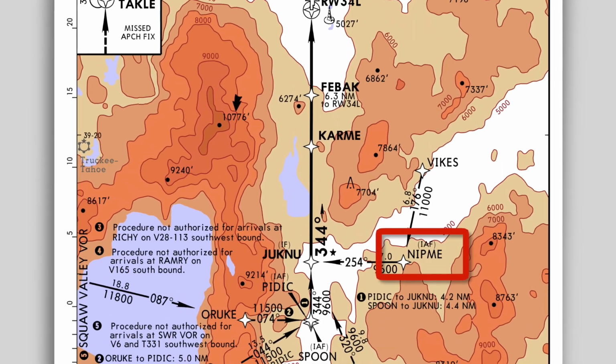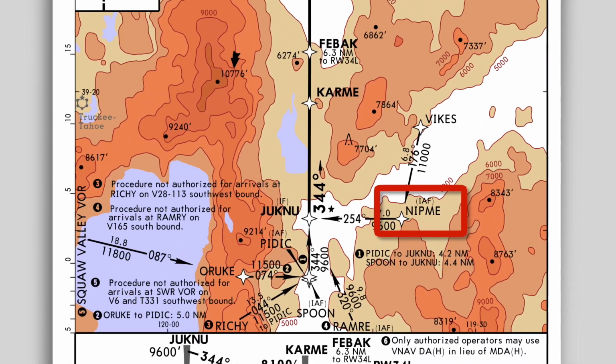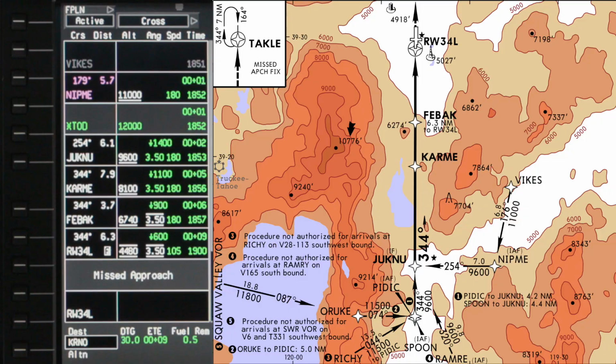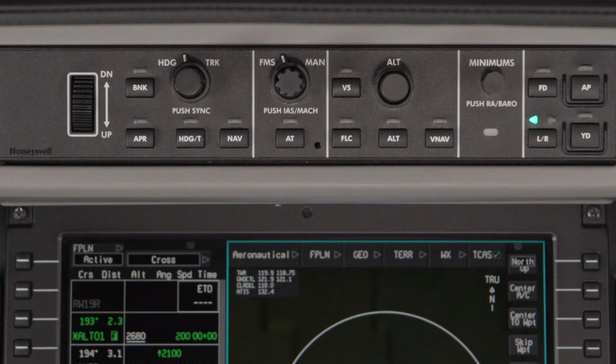ATC has assigned us the RNAV X-ray 34 left approach via the NIPME transition. Once the approach is loaded, review and cross-check the waypoints and altitudes in the flight plan with the charted procedure. For an approach to LNAV minimums, we will use the NAV mode for lateral guidance and the VNAV mode to manage our altitude from our present position all the way to MDA.